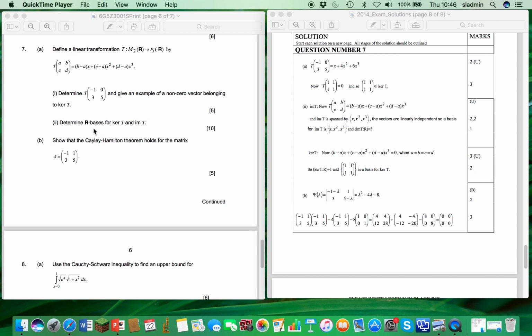And then we want to determine bases for the kernel of T and the image of T. And for part B, we want to show that the Cayley-Hamilton theorem holds for this matrix. So for 7 part A, the first part is very straightforward.